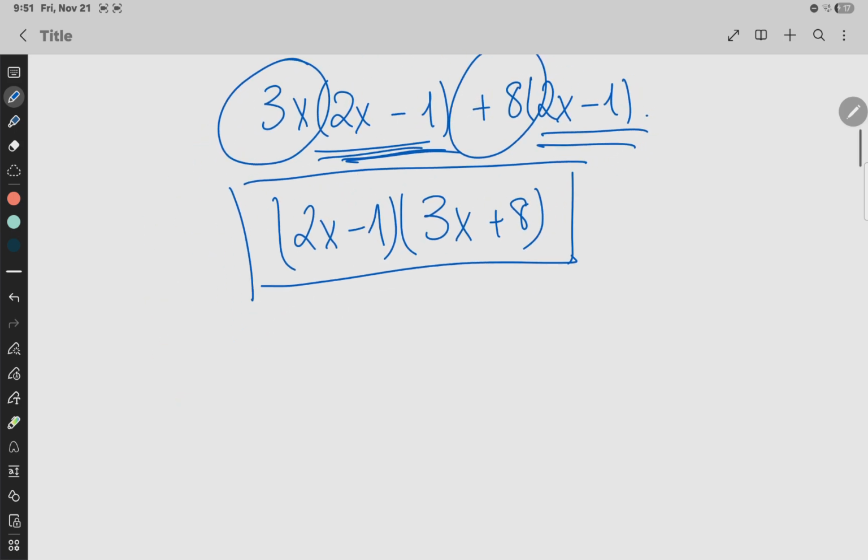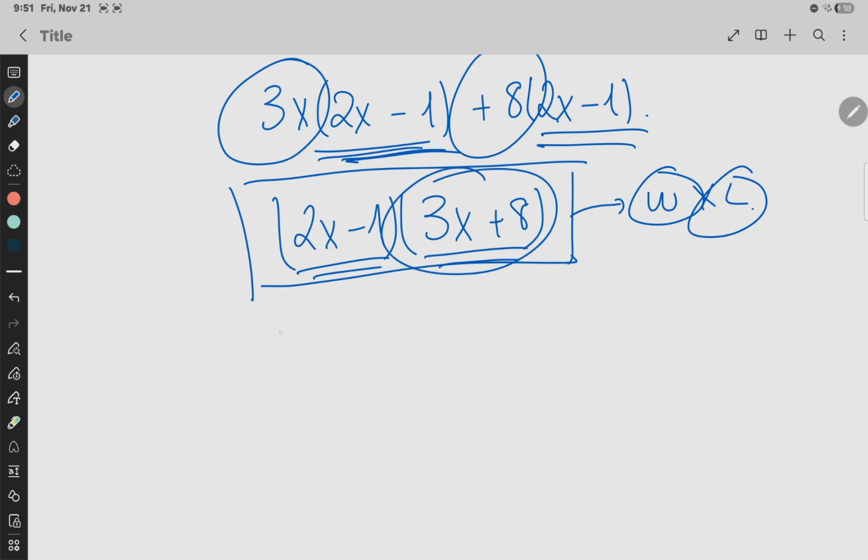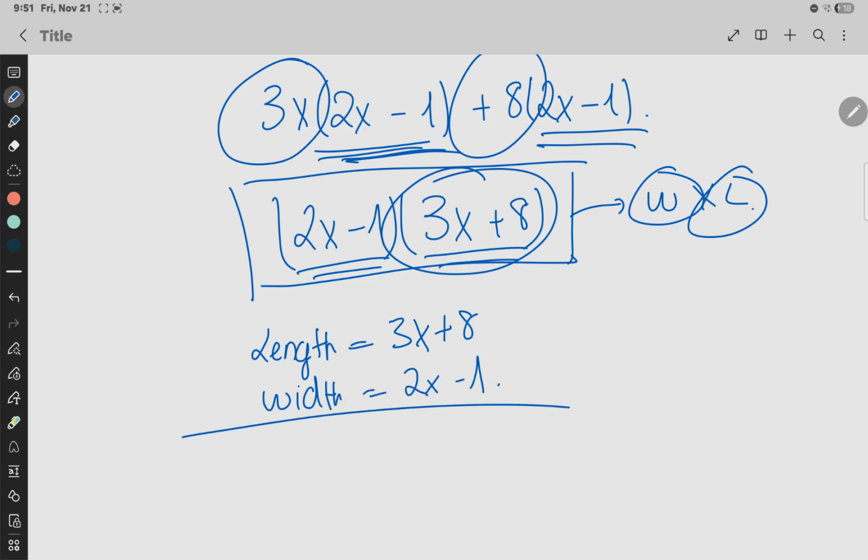This will be your final answer, and we can just assign the length or width. So this would be width times length, okay? One of these brackets would be the width, and the other would be the length. It doesn't matter which one you choose, but logically the length should be larger. So this bracket is larger. We can say that length equals 3x plus 8, and width equals 2x minus 1. So that will be your answer. But it doesn't really matter which one you choose, W or L, to assign to these brackets. I chose length as the bigger one.